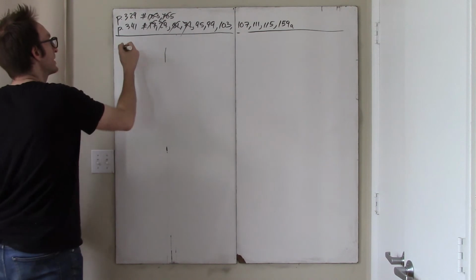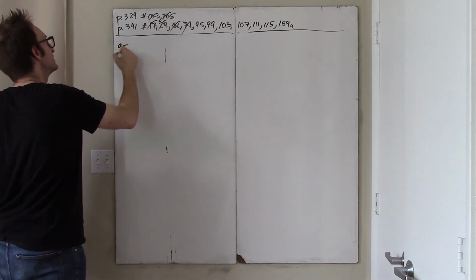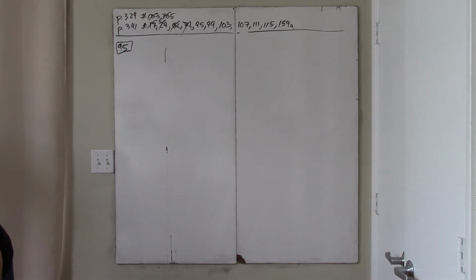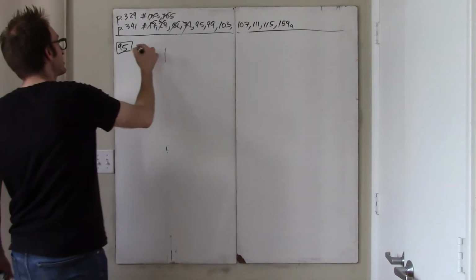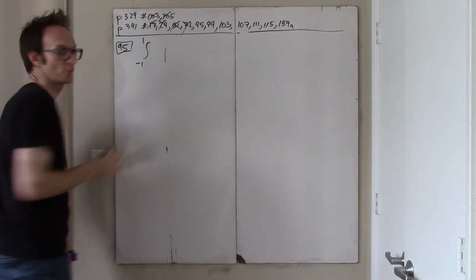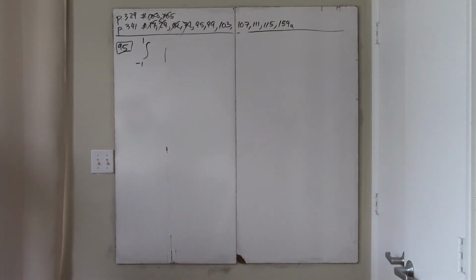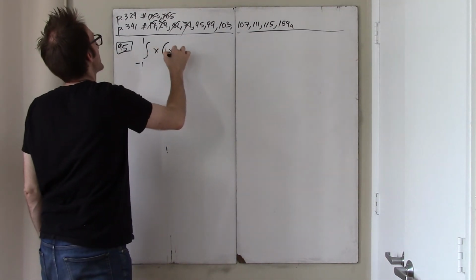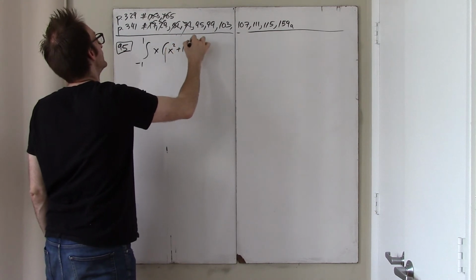So now we get to what I think is the new topic. The new topic is, although it's only slightly new, from a technical point of view, conceptually it's very new. What is the integral from -1 to 1? This problem says, number 95, of x squared plus 1 cubed, x times x squared plus 1 cubed.